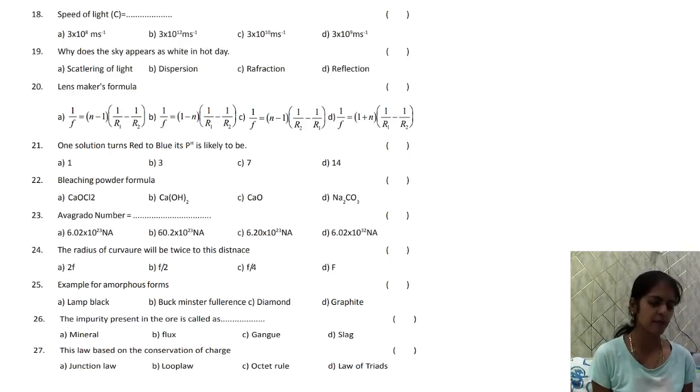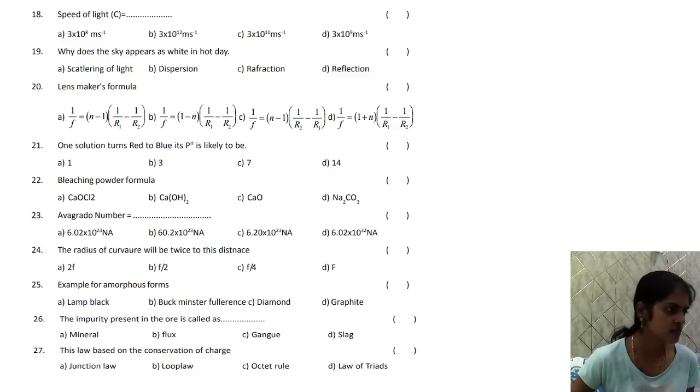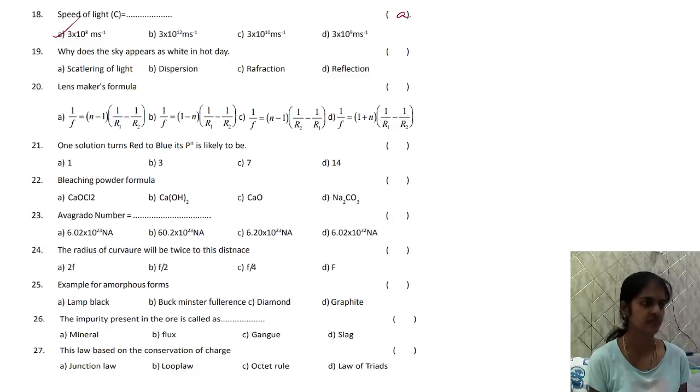Let's look into the next paper. Speed of light. What is speed of light? Speed of light is 3 into 10 power 8 meter per second. So it is a direct question. Nothing much to understand.